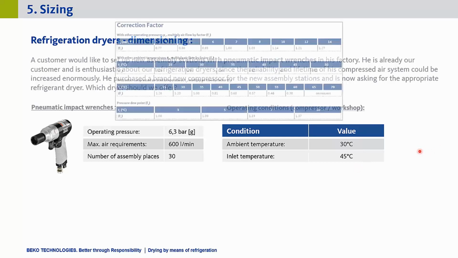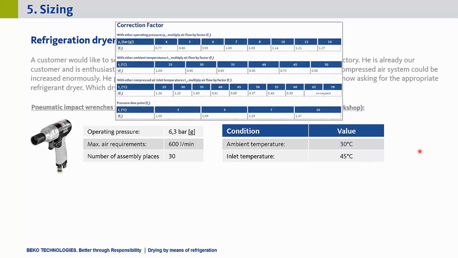So I put the screenshot again up here, which you just saw on the slide before, which is just the output of the actual price list. So we just look into this price list and have a look at the certain correction factors that we need to use. But before, we need to calculate the actual volume flow.